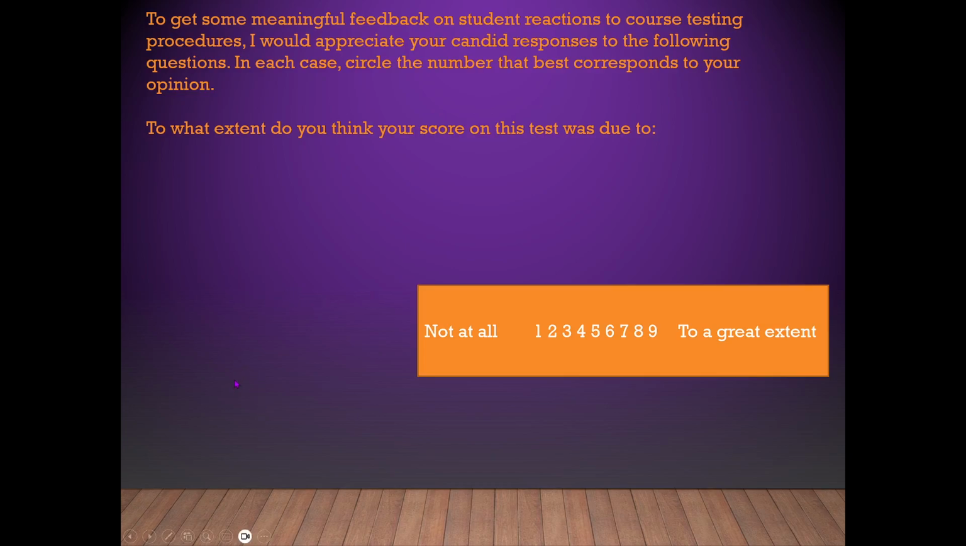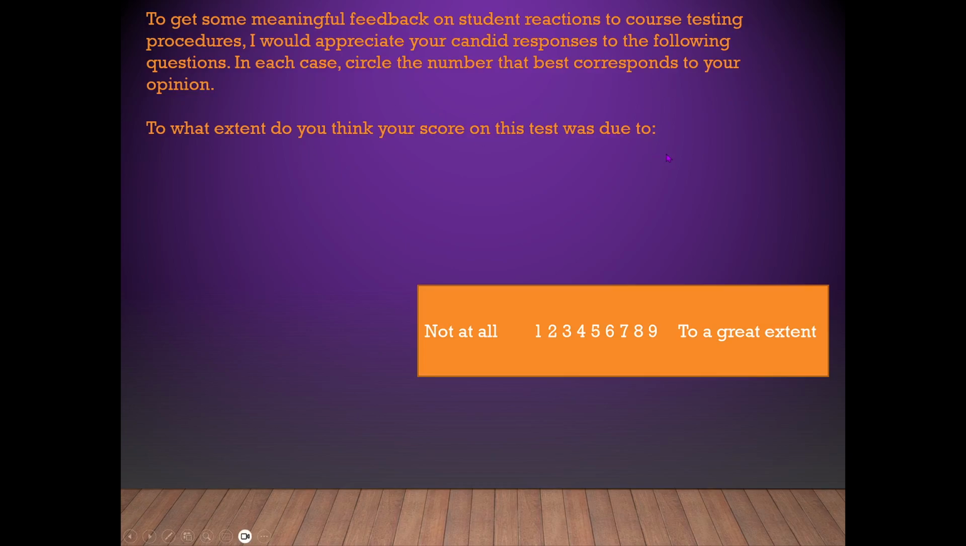All right. So, one of the things I like to do in my intro psych class to find out the degree to which people display the self serving bias is I give them this little test. And the instructions say, to get some meaningful feedback about student reactions to course testing procedures, I'd appreciate your candid responses to the following questions. I usually do this the day after the midterm. In each case, circle the number that best corresponds to your opinion.